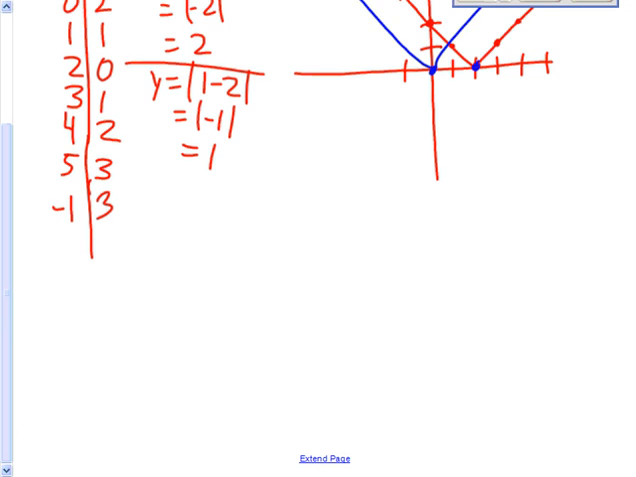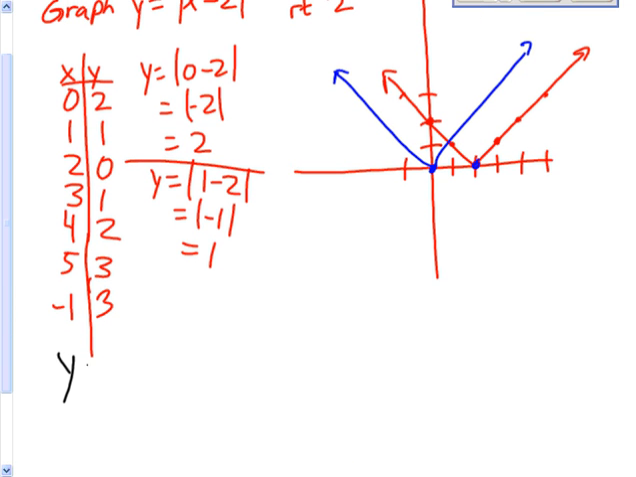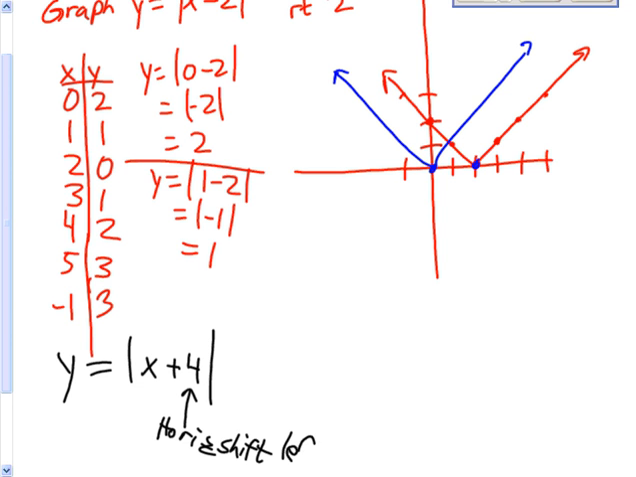Okay. So let's say you had a different function. How about y equals absolute value of x plus 4? So instead of a minus, you have a plus. Well, this is going to be a horizontal shift left 4, right? And if you're not sure, you plug some points in. So it's going to look like this. It looks exactly like the blue, except it's left 4. That's a horizontal shift left 4.